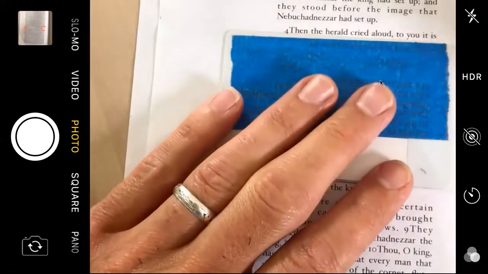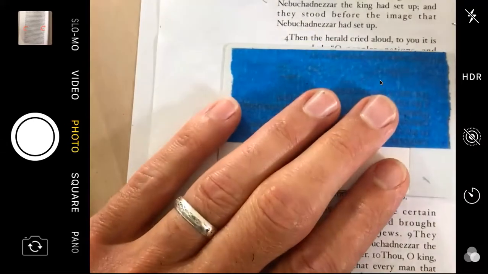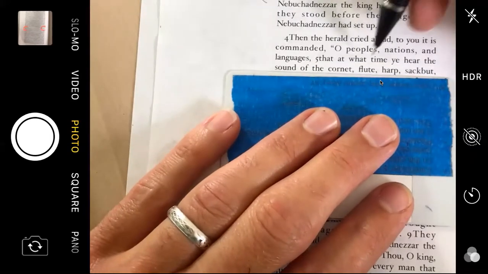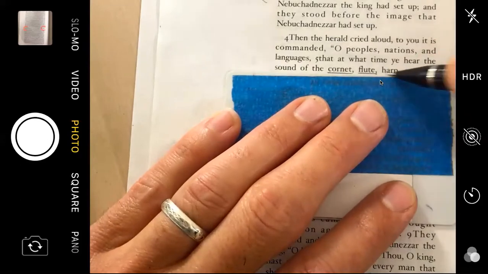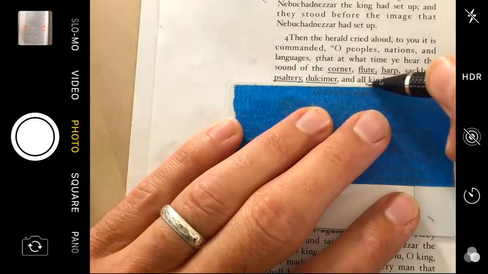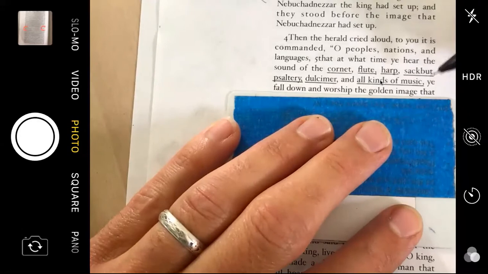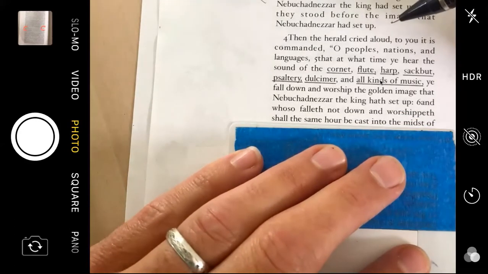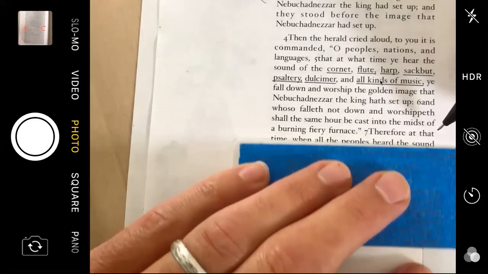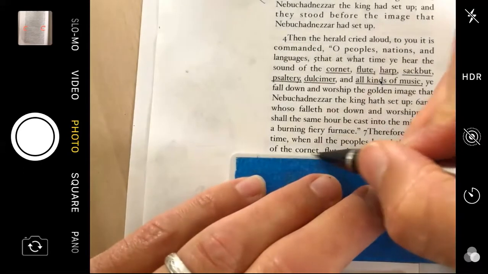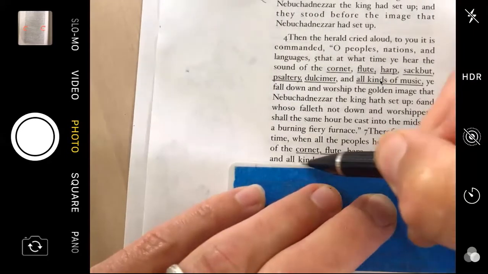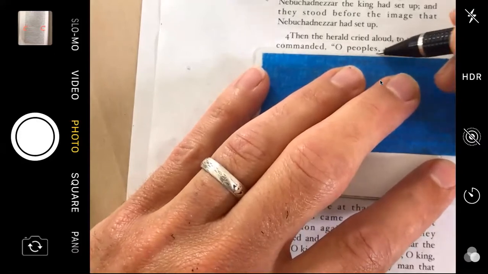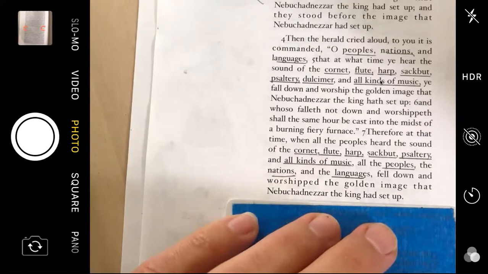Verse 4. "And the herald cried aloud, 'To you it is commanded, O peoples, nations, and languages, that at what time you hear the sound of the cornet,'" okay, here we go with the list, "the cornet, the flute, harp, sackbut, psaltery, dulcimer, and all kinds of music, you shall fall down and worship the golden image that Nebuchadnezzar the king has set up, and whoso falleth not down to worship shall at the same hour be cast into the midst of a burning, fiery furnace. Therefore, at that time, when all the peoples heard the sound of the cornet, the flute, the harp, the sackbut, the psaltery, and all kinds of music, all the peoples, the nations, the languages," that's another one I forgot to do, peoples, nations, and languages, "all the peoples, nations, and languages fell down and worshiped the golden image that King Nebuchadnezzar had set up."